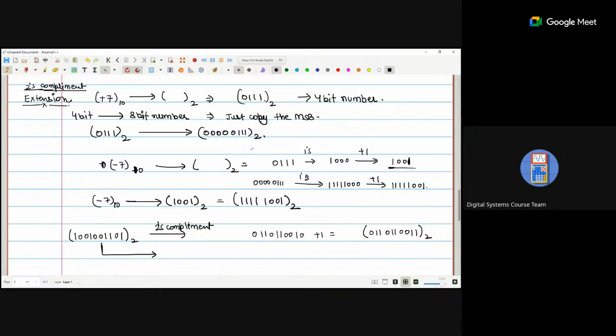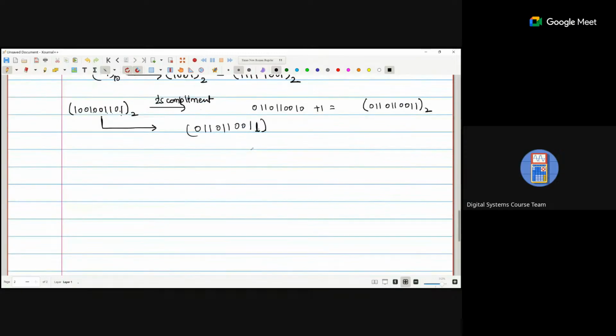The direct way to calculate the 2's complement is: start from the LSB, where the first one comes, till that no changes. After that, basically invert all the bits. So 0 will be inverted into 1, two ones will be converted into 0, two 0s will be inverted into two ones, then 1 is 0, then two zeros will be 1, and then 0. So this is the 2's complement. This is the direct way.